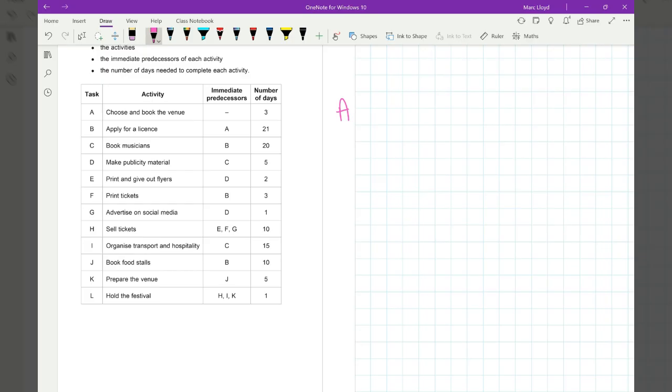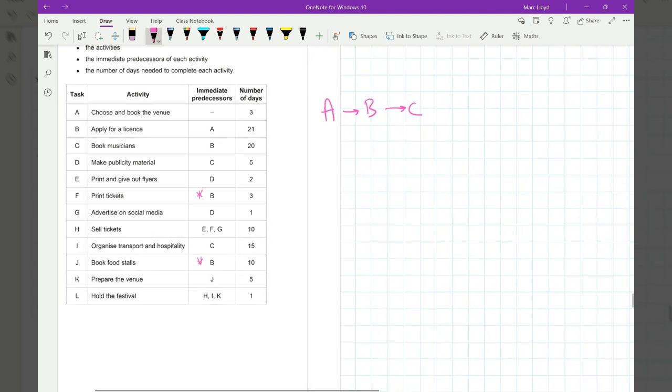So our first task is A, there's no predecessors. Then we've got B afterwards with no predecessors. Then we have C. Now just take note here that B appears for F and it appears for J. So we're going to have to do a few diversions on this. D is after C. E is after D, so that flows quite nicely. Then we get to F, which follows B. So I'm going to put F there. G is after D. I'm going to put G just below.